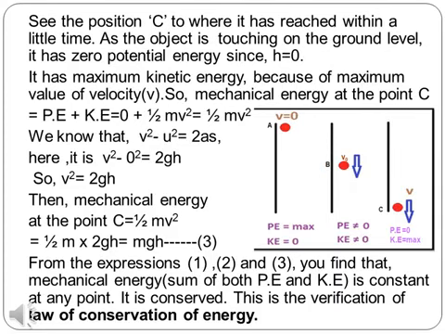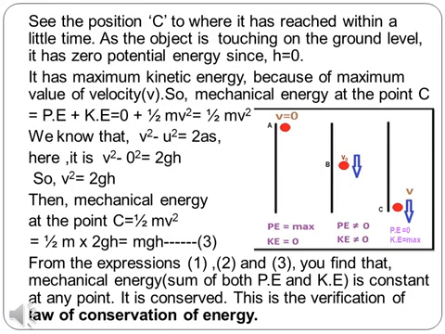In this case, the equation is changed as v square minus 0 square is equal to 2gh. Then v square is equal to 2gh, where h is the distance travelled by the object. So, the mechanical energy at the point C is equal to 1 by 2 mv square, which is equal to 1 by 2 m into 2gh, which is equal to mgh. This is the expression 3.